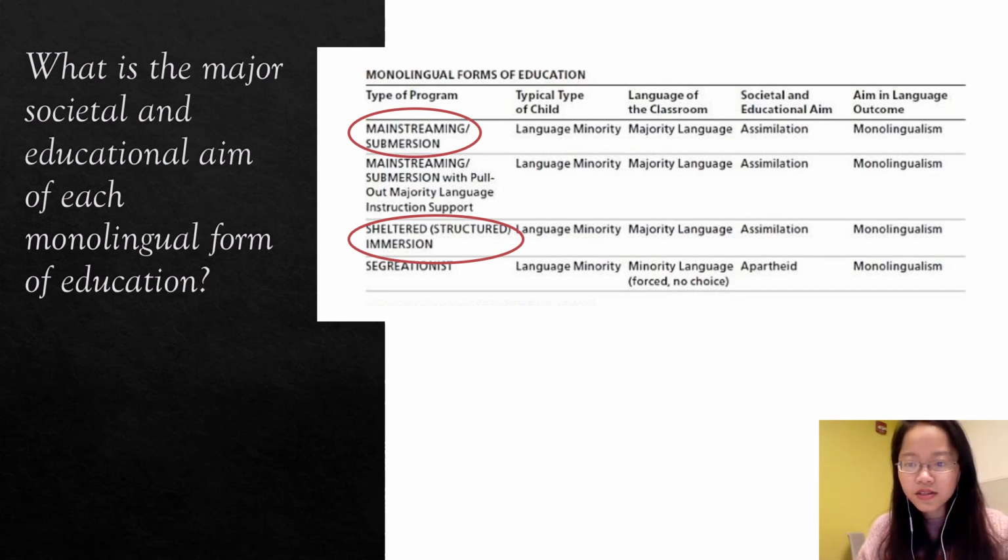And the dangerous thing is that it will be the assimilation of minority speakers. It will look like a melting pot of learning facts, but without any scaffolding or support. So compared with mainstreaming submersion with pull-out classes and sheltered immersion, mainstreaming submersion without any scaffolding for students coming from different language backgrounds is a very dangerous kind of education.